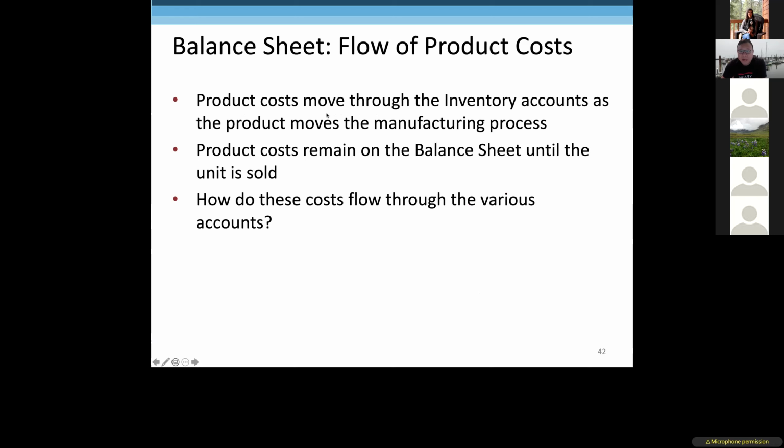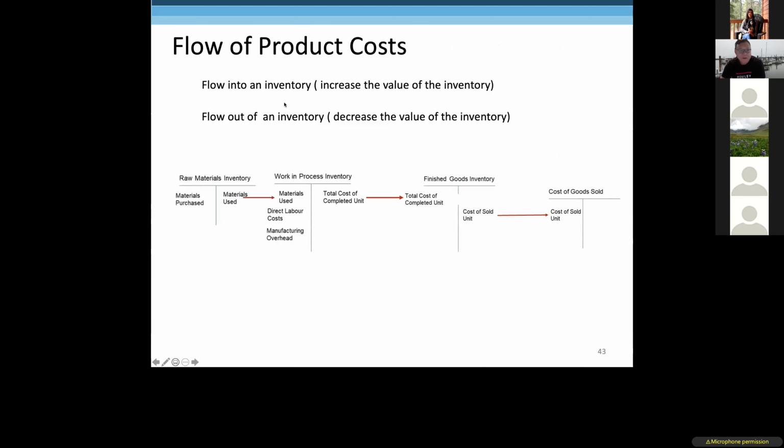So now let's talk about the flow of the product cost. We know the product costs are stated in the inventories, right? So how does the product cost flow when the product is transferring from the different inventories? When the cost flows into an inventory, that would increase the value of the inventory. When that item flows out of the inventory, that will decrease the value of the inventory, okay?